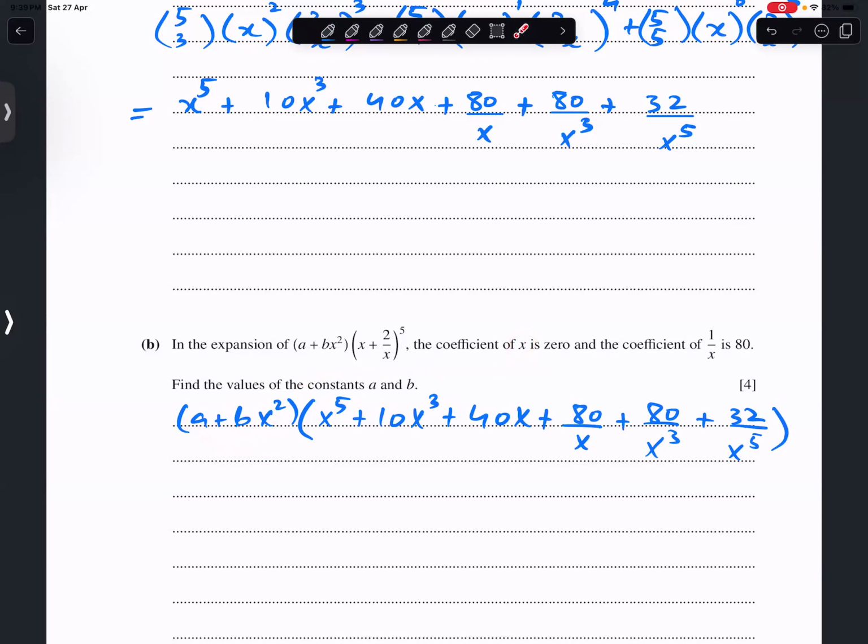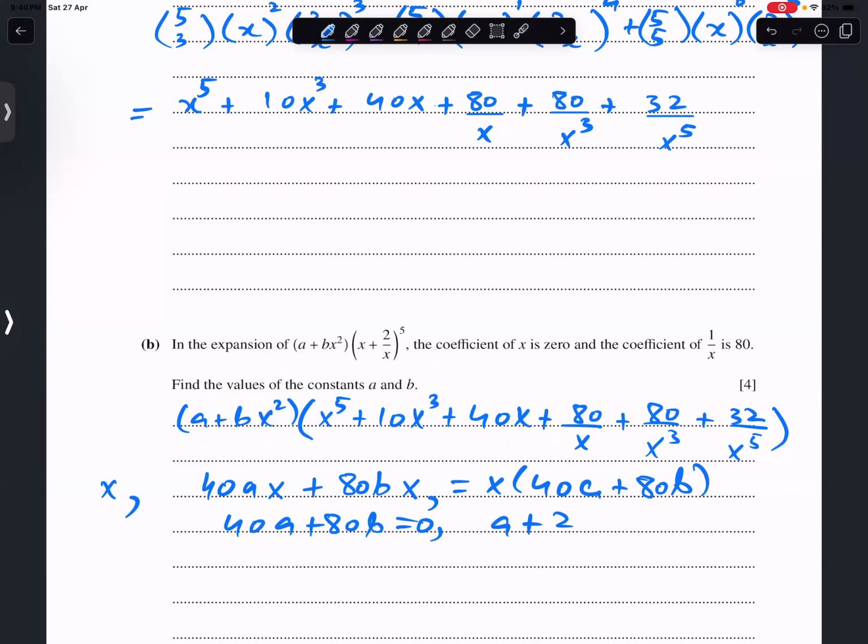To get x, a will be multiplied with 40. So 40ax, and then bx square will be multiplied with 80. So that will become plus 80bx. Okay. So the coefficient of x in this will be 40a plus 80b. So 40a plus 80b is equal to 0. So that means a plus 2b is equal to 0. So this is equation 1.